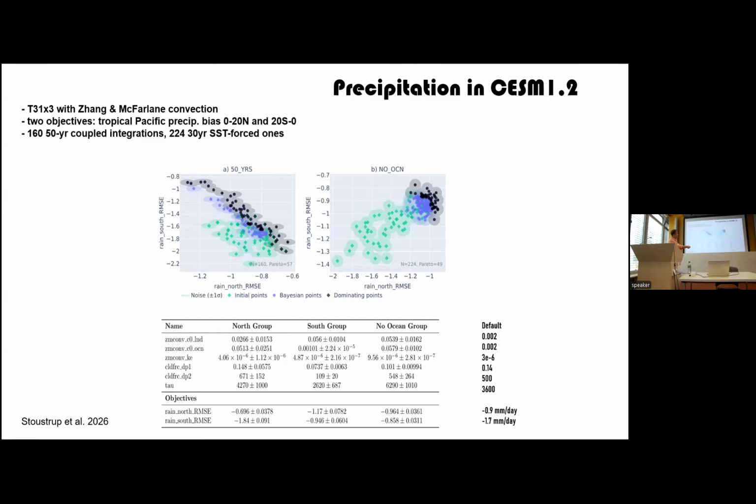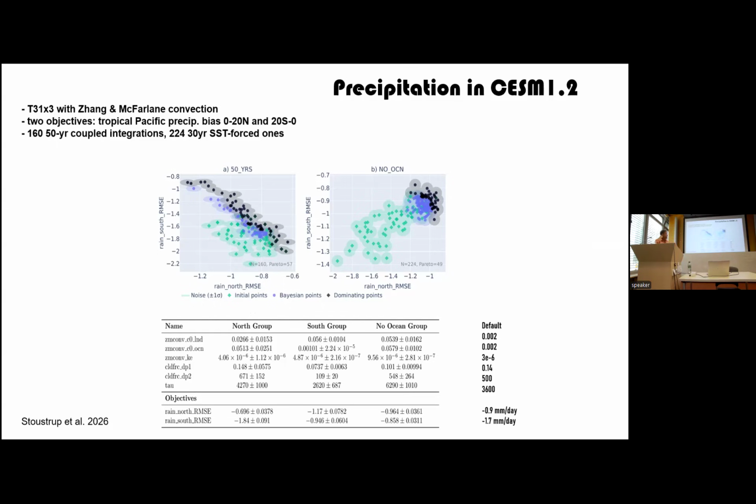If you compare this forced ocean model with a coupled model, this is a fully coupled model now, you see you have a very different behavior. Whereas here you have, again, the initial points. Here you now have a clear trade-off: if you want to improve the northern hemisphere rainfall, you will deteriorate the southern hemisphere rainfall. And vice versa, if you want to improve the southern rainfall, you will get a worse northern rainfall. So this coupled model has a very different behavior than the forced model.